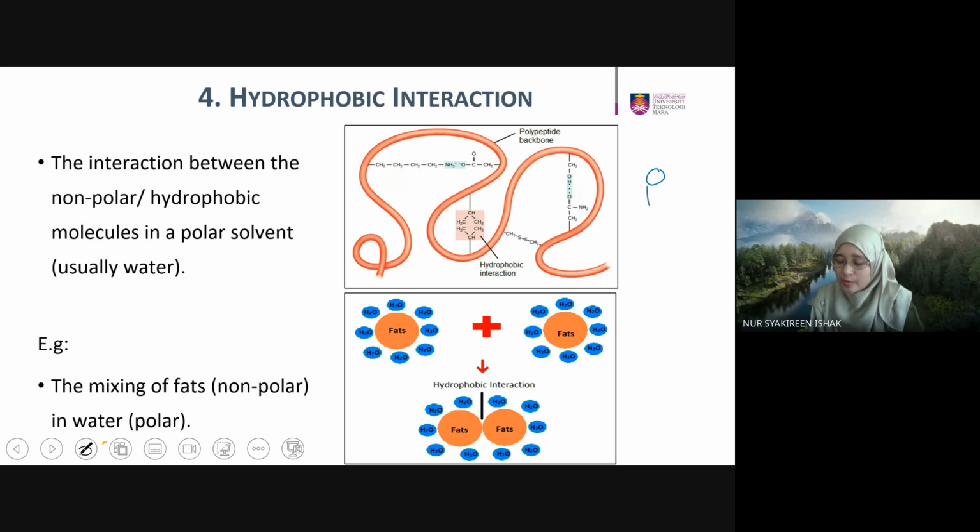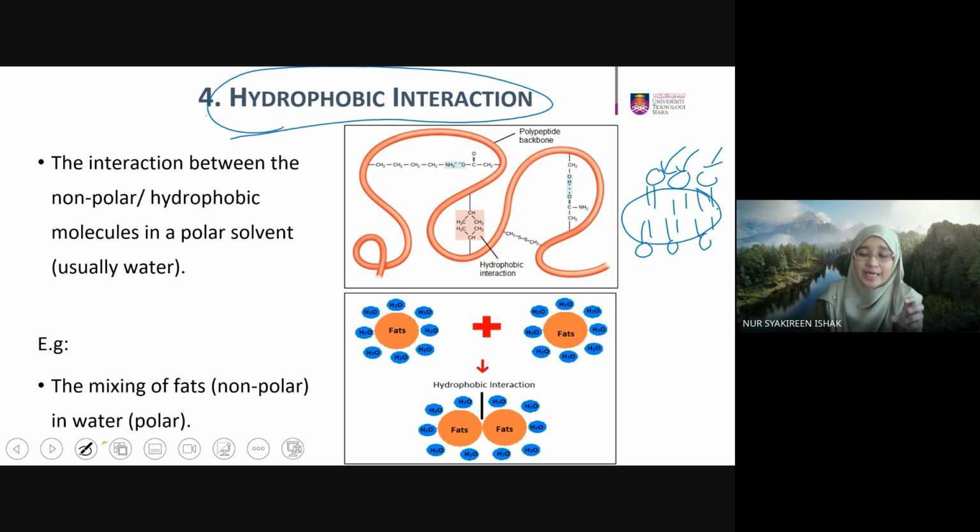A phospholipid molecule, we know, has hydrophilic heads and a hydrophobic tail. When you throw phospholipid molecules inside water, they will assemble together, and the hydrophobic tails will be attracted to one another. This is the hydrophobic region. So hydrophobic molecules will be attracted to one another through the formation of hydrophobic interactions. Individually, hydrophobic interactions are weak, but when they exist in large amounts, they form quite a strong interaction.